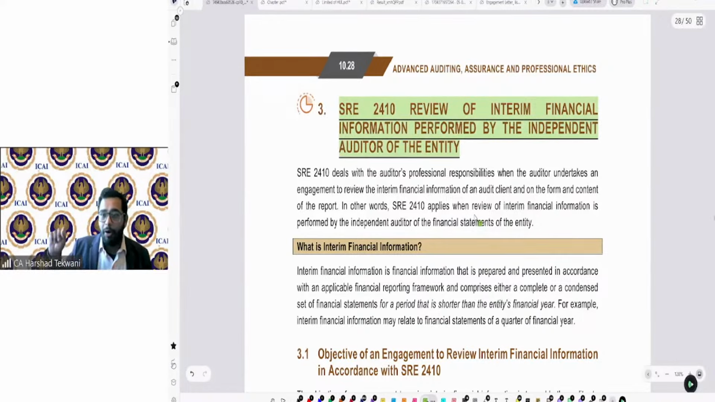Till now, we were talking about practitioner. Now we are talking about auditor. Till now, we were talking about historical financial information. Now we are talking about interim financial information.